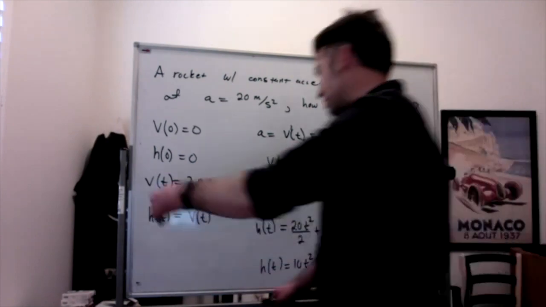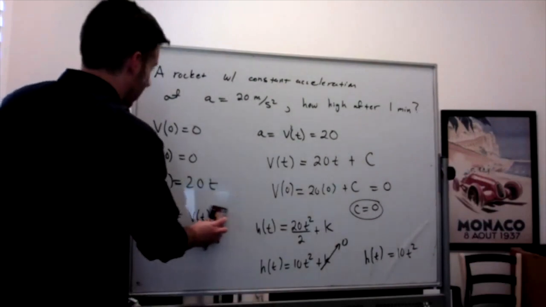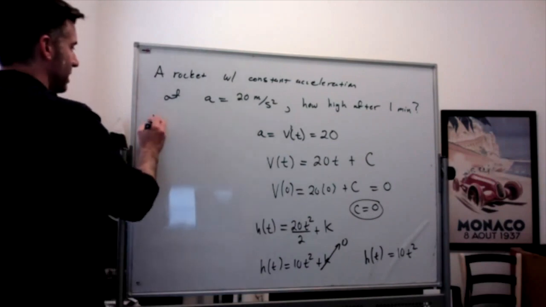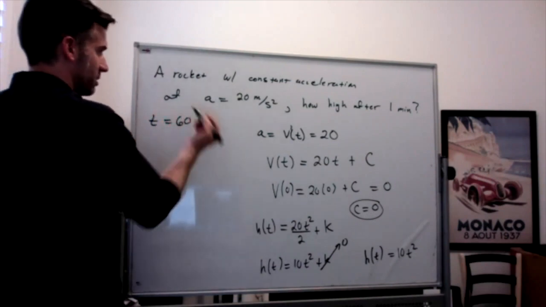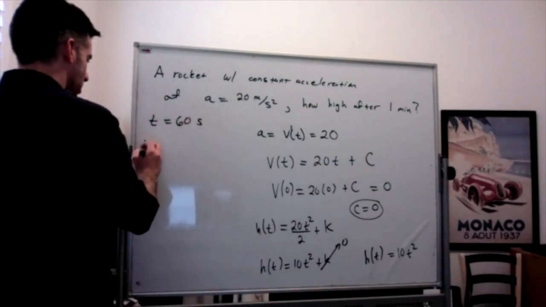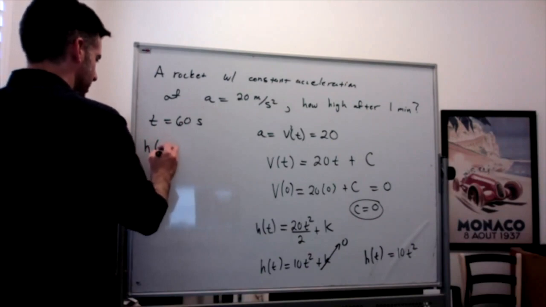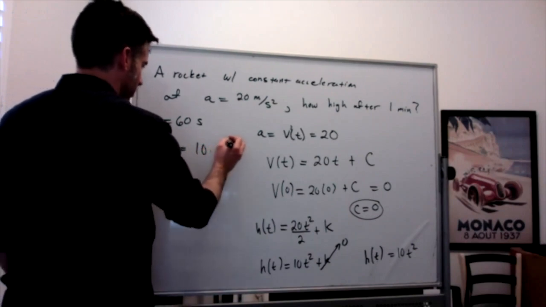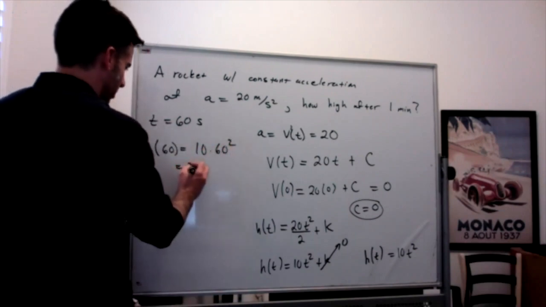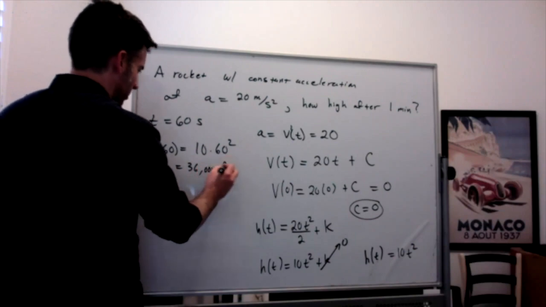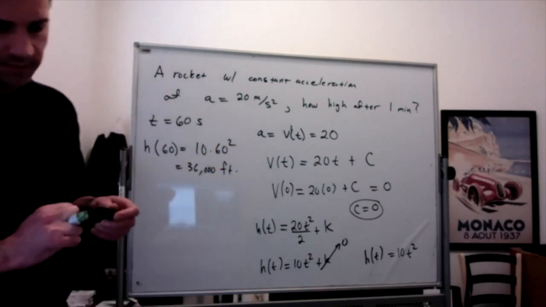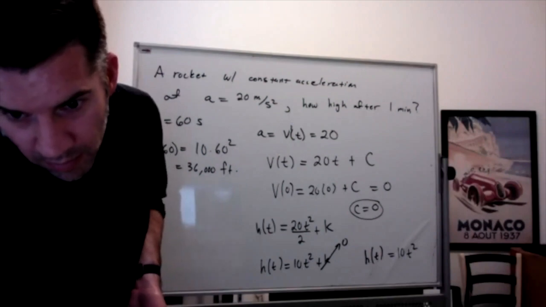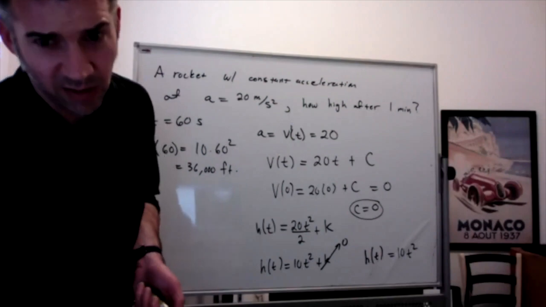So then we could ask, how high is it after 1 minute? So we're setting t equal to 60 seconds. So the height at 60 seconds is going to be 10 times 60 squared, which is going to be 36,000. Sorry, meters, those are in meters.